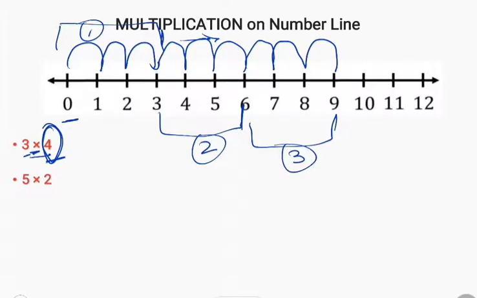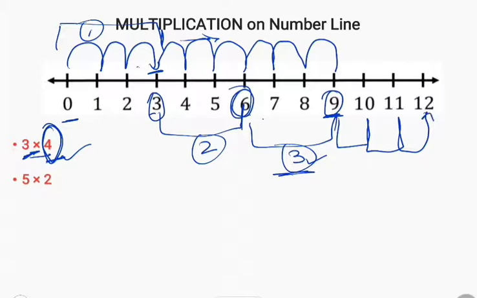After doing it the first time, we reached 3. The second time, we reached 6. After the third time, we reached 9. And after 9, we have to do one more time, because we have to multiply 3 steps, 4 number of times. Till now we have done it 3 times. So from 9, we'll move again 3 more steps. 1, 2, 3. So we move 3 steps more and we reach 12.